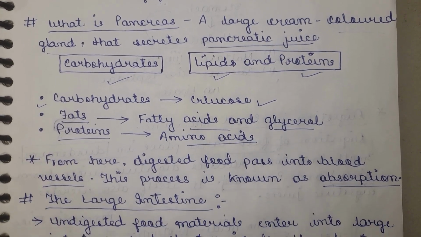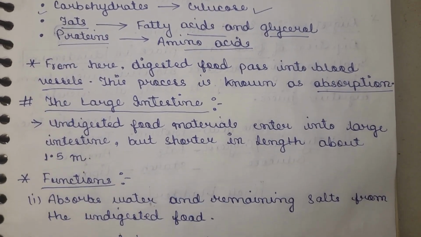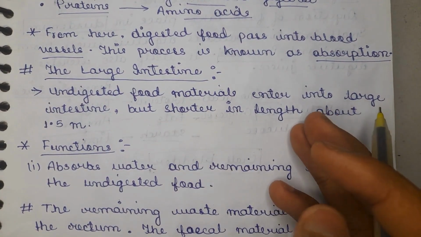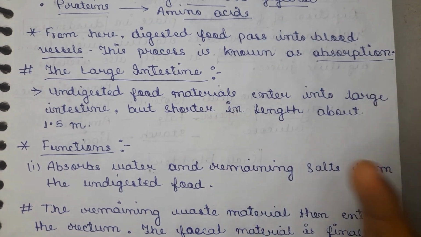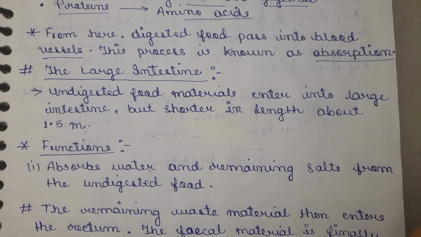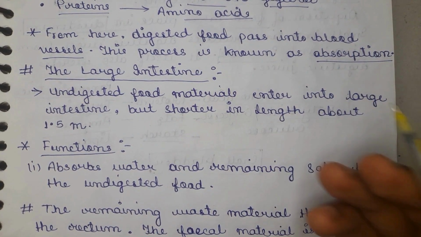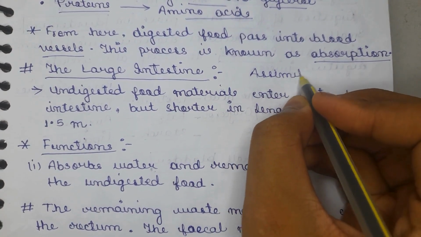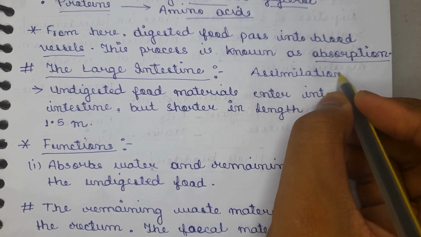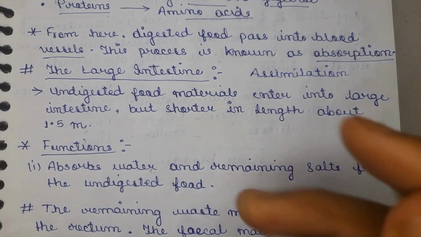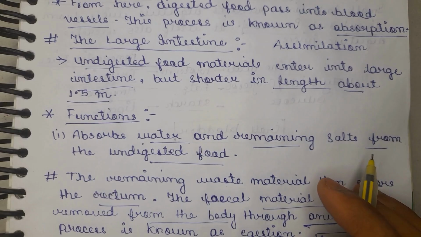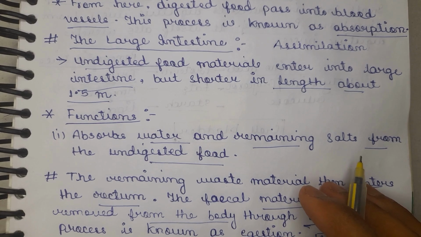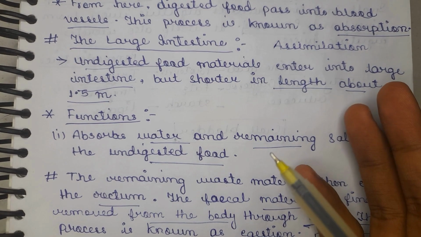And from here we will start the topic of the large intestine. So we all know that the digested food gets absorbed into the blood vessels in the small intestine and is transported to all the body parts by these blood vessels. This is also known by the term assimilation. Assimilation is basically a process in which the digested food gets transported to all body parts through these blood vessels.